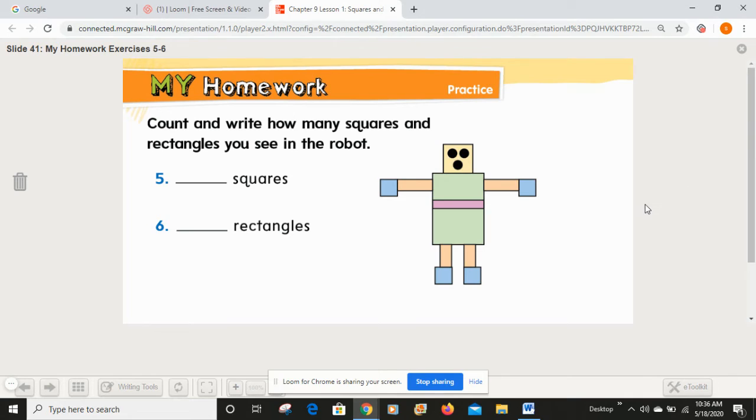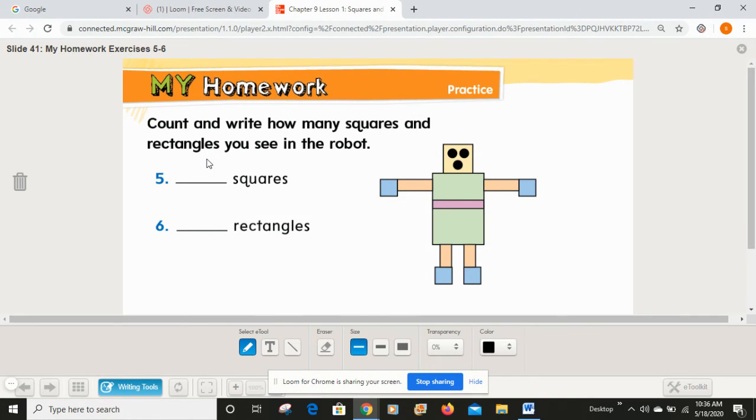Last thing is count and write how many squares and rectangles you see in the robot. Let's first count up the squares. We've got 1 here, 1 there, 1 there, 1 there, and 1 there. So I believe that we have 5 squares. Now, how many rectangles? Let's see. 1, 2, 3, 4, 5, 6, 7. Looks like 7.